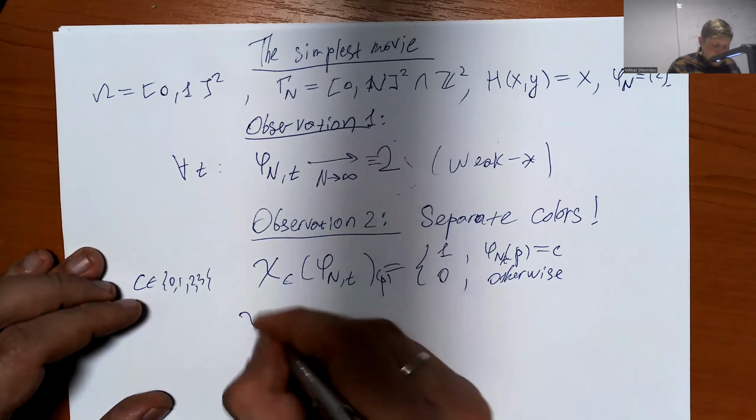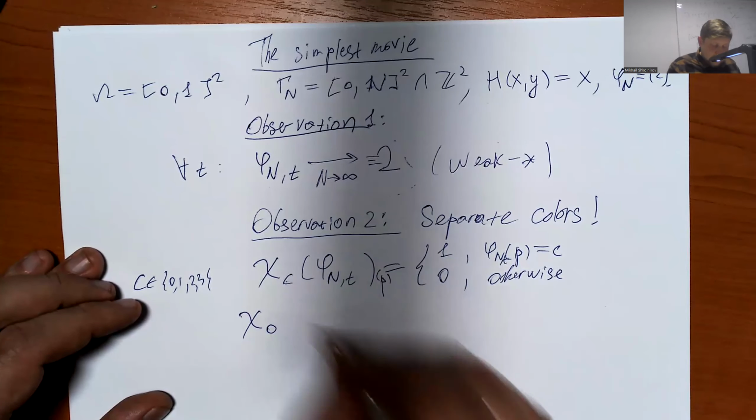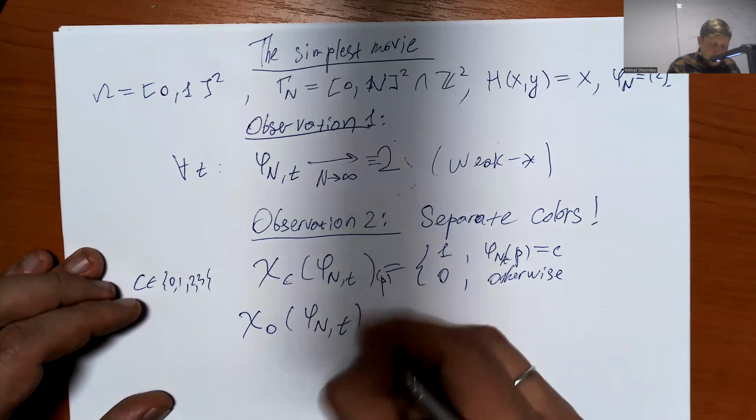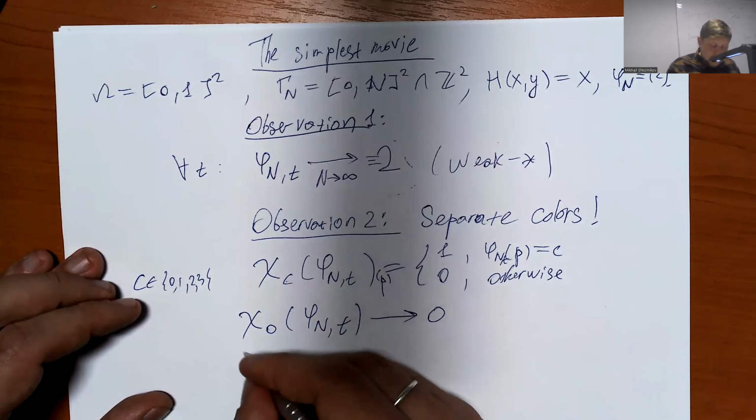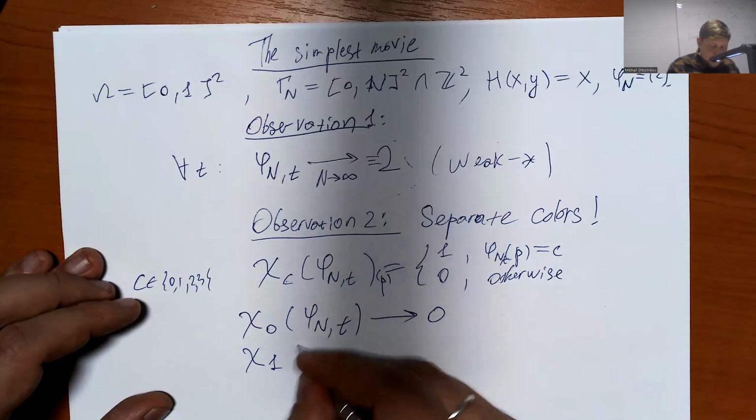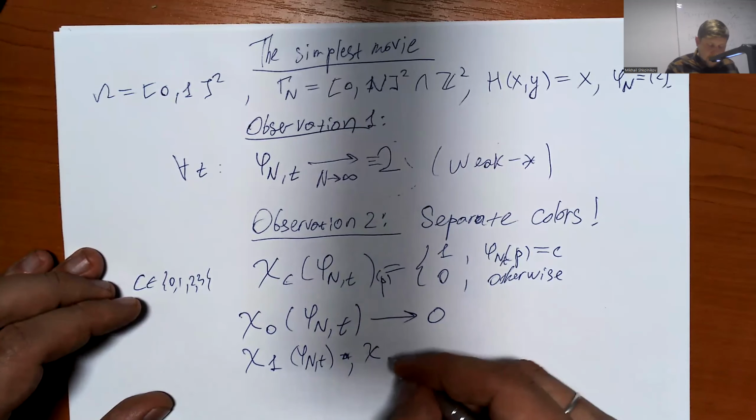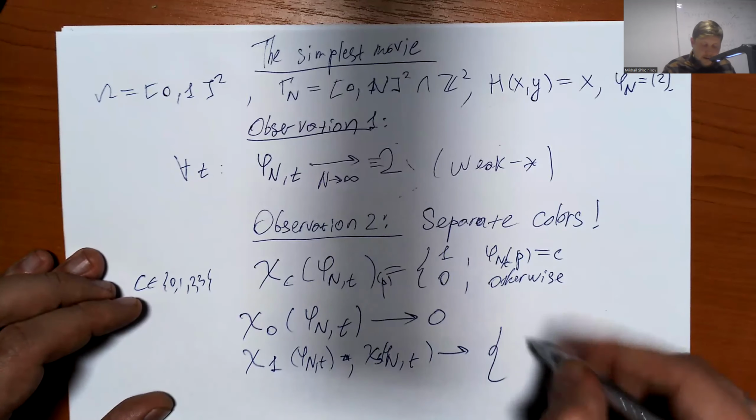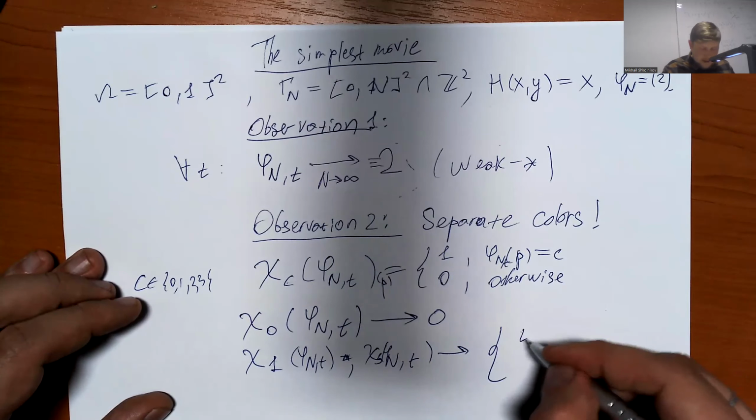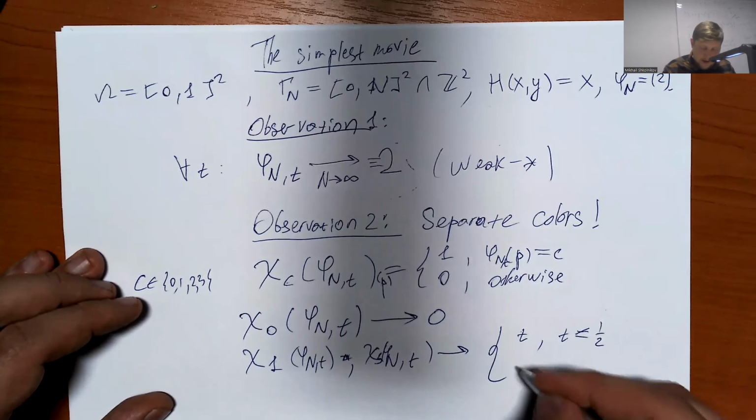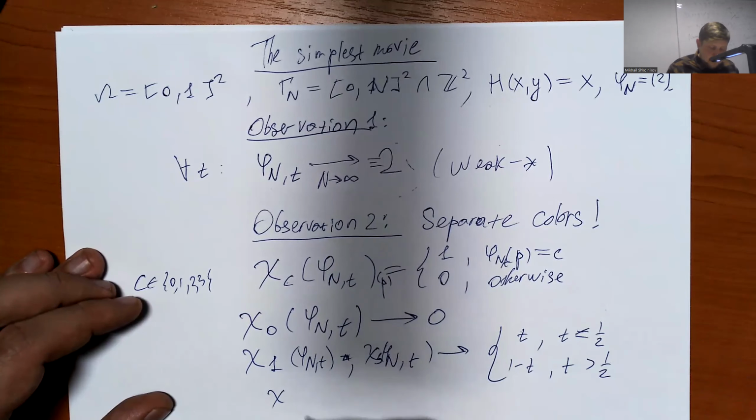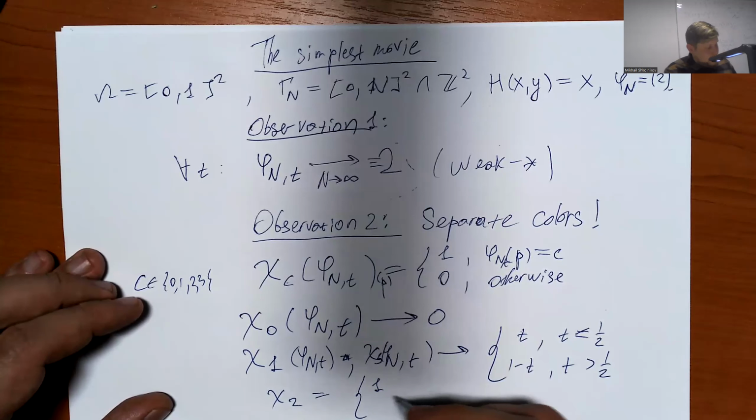And so observation 2 is that actually the zero color essentially never appears, so it converges to 0. And the color 1 and the color 3 both converge to something more interesting, namely t and 1 minus t. And the color 2, well, it's not hard to guess from the previous remark and what I already wrote.